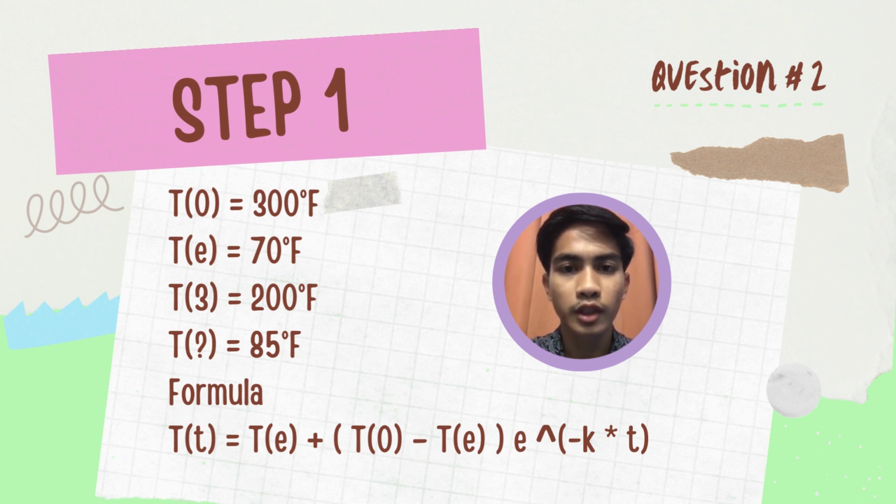So, for statement 2, the questions are how long do we have to wait until the temperature is 85 Fahrenheit, and what is the temperature of the cake after 1 hour. For this question, we use the Newton law of cooling formula, which is T(t) equals TE plus T0 minus TE times e to the power of negative k times t.